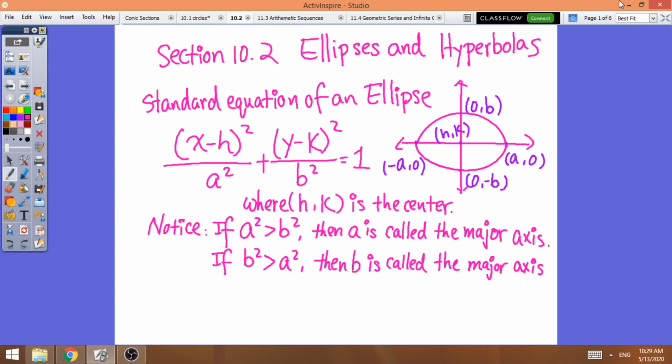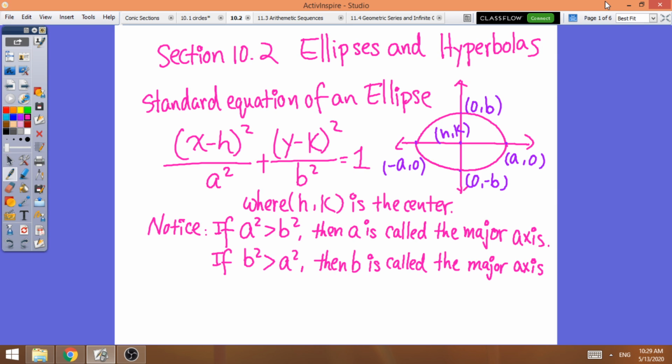We'll start with section 10.2, ellipses and hyperbola. This one is a continuation of the conic sections, which involve circles, ellipses, and hyperbola. There's another one called parabola, but we talked about that in one of the earlier chapters, so that's considered quadratic functions. So we just want to focus on circle, ellipses, and hyperbola for the conic sections.